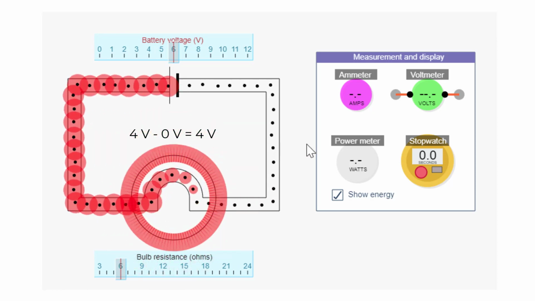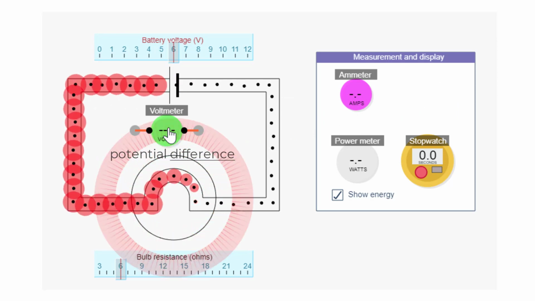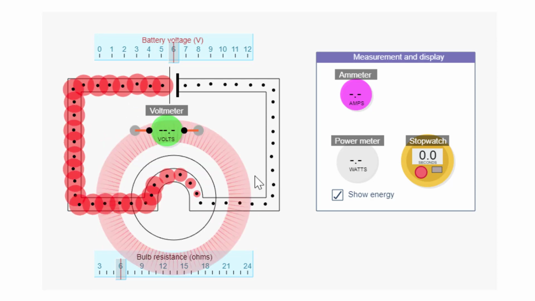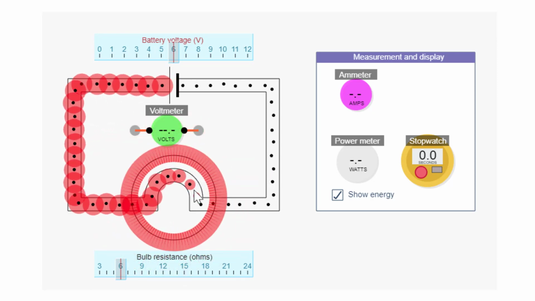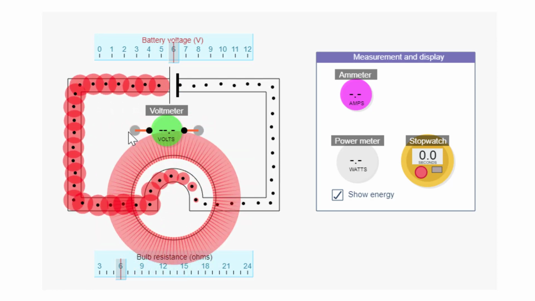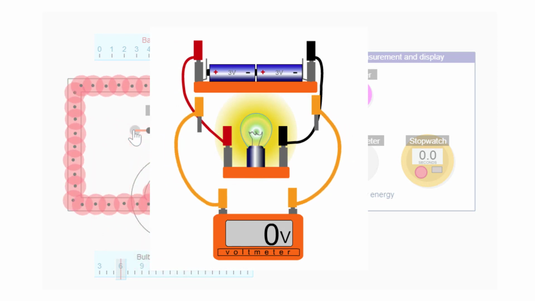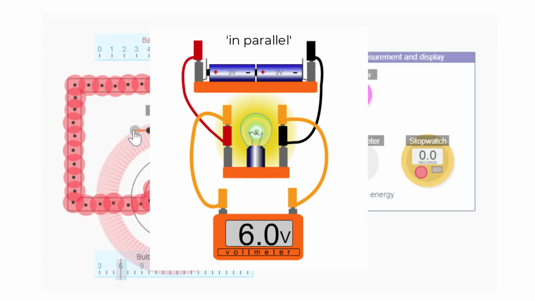A voltmeter can only measure potential difference. It can't measure potential at a point. We can only imagine, using, for example, our animation, what the potential at a point looks like. So to measure potential difference, we connect the voltmeter either side of the component that we're trying to measure the PD across. And we call this connecting the voltmeter in parallel.